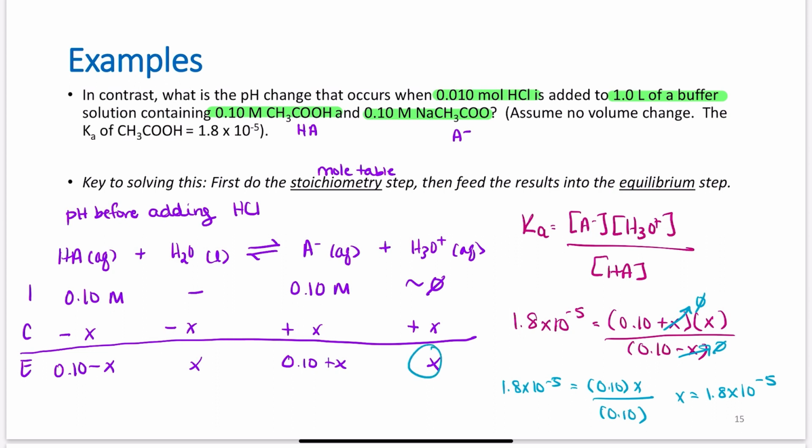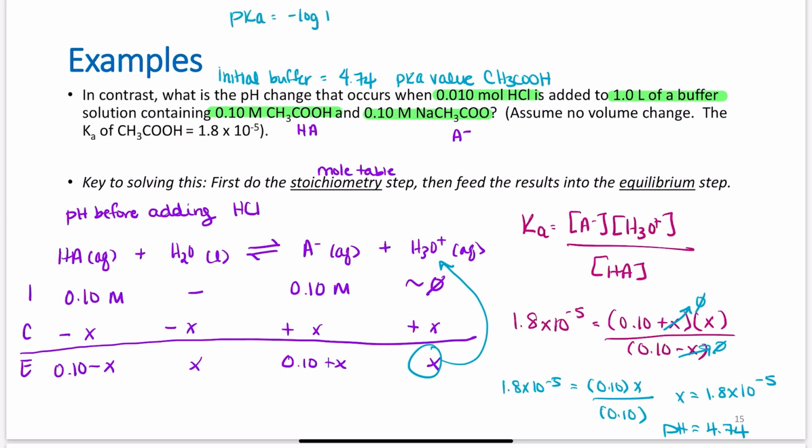But again, x equals the equilibrium concentration of H3O plus, and if I was to find the pH of this, the pH would be equal to 4.74. So initially, the buffer is at 4.74. This is actually known as the pKa value of acetic acid, because remember what pKa means?